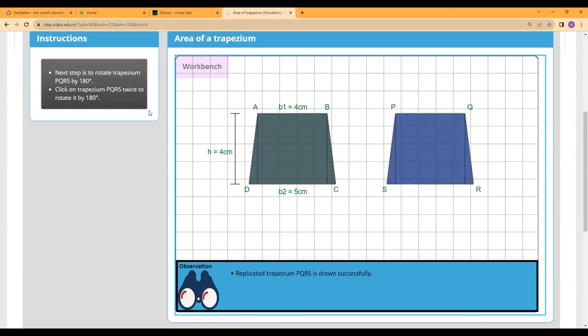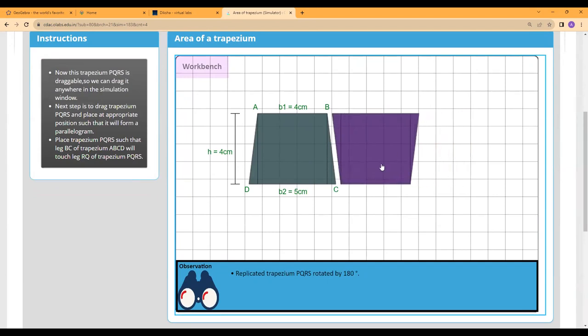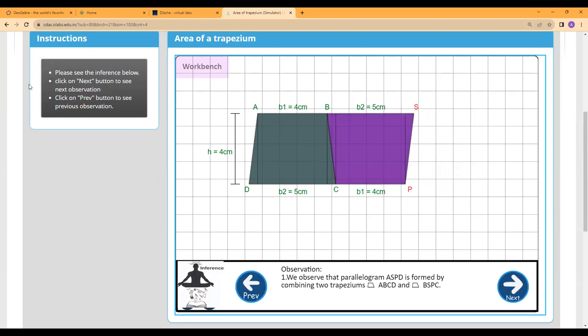Right. So you can create a replica of the same trapezium by just clicking on the older one. We just clicked on the older one and I'm getting this new one. So now you have to rotate this by 180 degrees. Basically, what we are going to explain is to find the area of trapezium with the help of parallelogram. So I'm making this parallelogram.